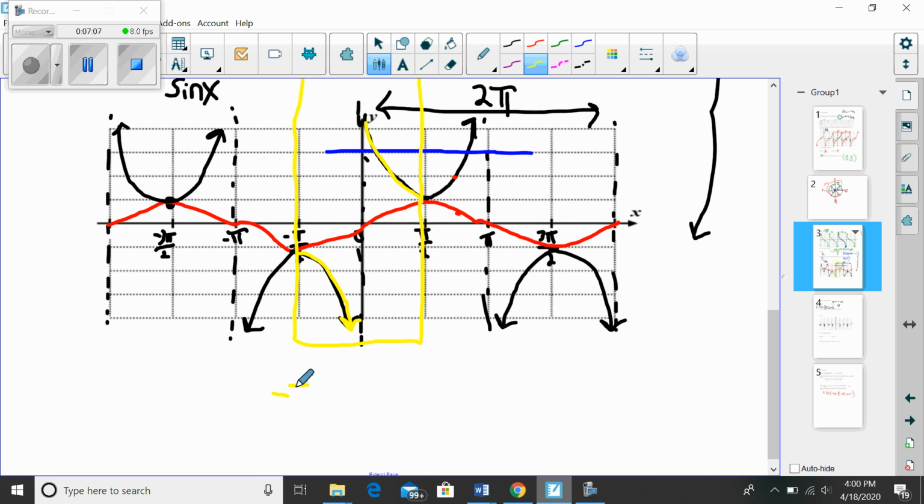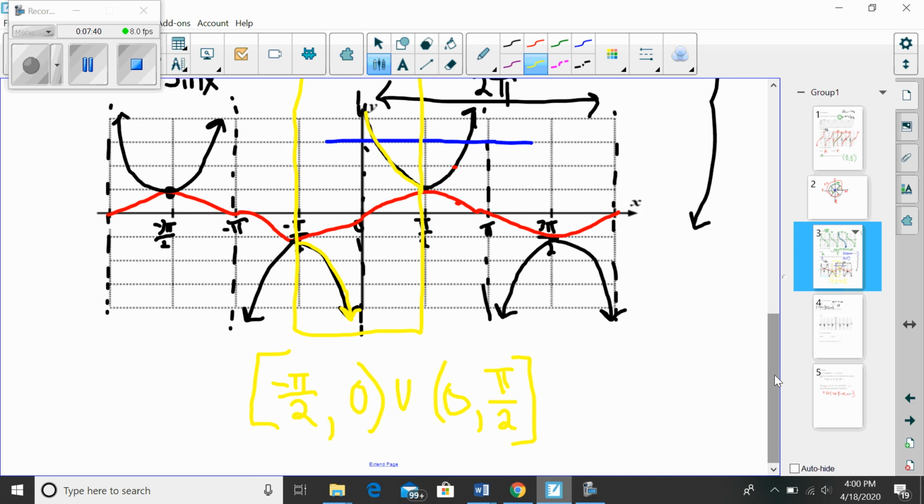Okay, so the domain, I could include -pi/2, so I use a closed bracket. I'm not defined at 0 though, so I use an open bracket, union 0 to pi/2. Okay, so again, we're going to use this fact later in today's lesson. Close that. Okay, so moving on then to secant.